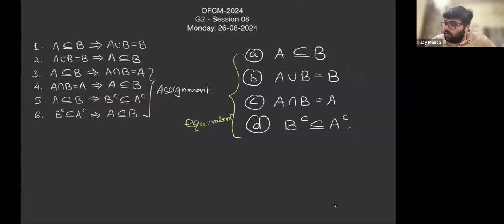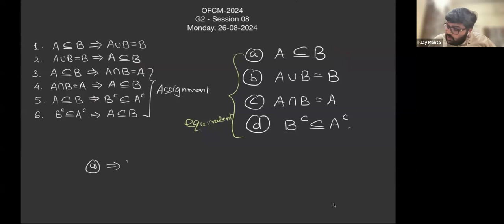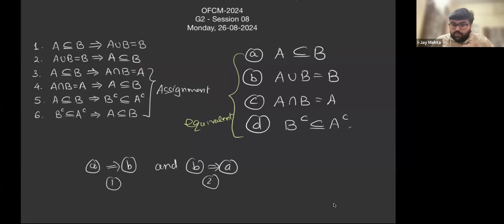See, to show that A and B are equivalent, I have to show that A implies B and B implies A. Then only A and B are equivalent, right? So first is A implies B, and another thing is B implies A. Then A and B are equivalent. So this is number one, this is number two. Two things we have to prove. But we have to show that all four are equivalent.